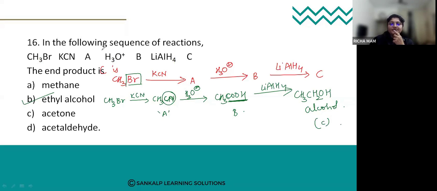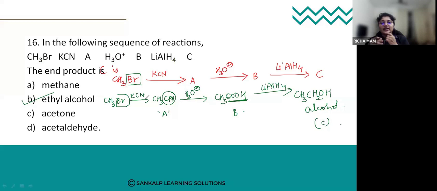Understood? So first step, we have taken methyl bromide reacted with KCN. Your Br group is replaced by CN. Further, it is undergoing oxidation, so there will be introduction of carboxylic group, CH3COOH.